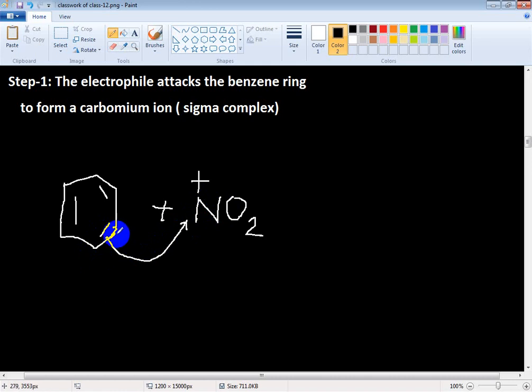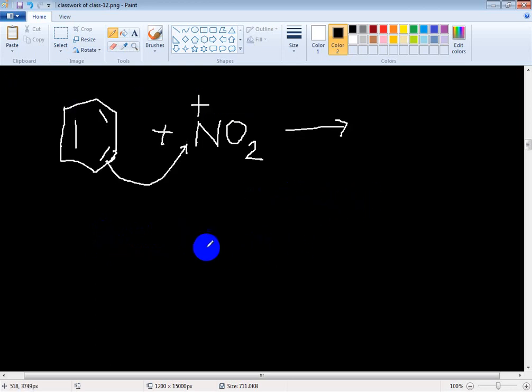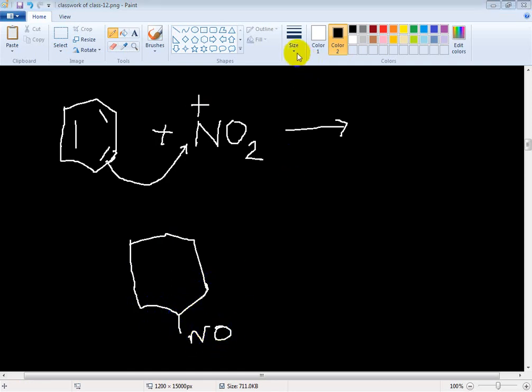Two electrons are lost. We know there are two electrons here, one electron here, one electron here, but from this, two electrons go to here, so this one will be positive. Here the nitro group is added, this will become a positive ion, and this bond will remain the same. So the positive sign is here.